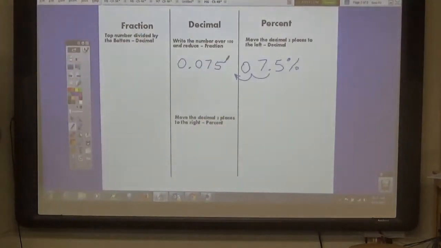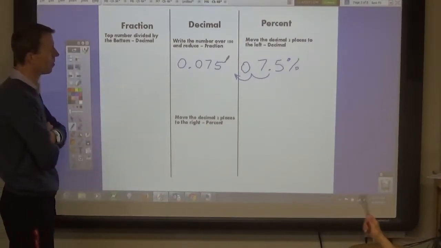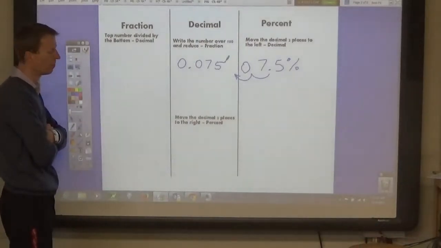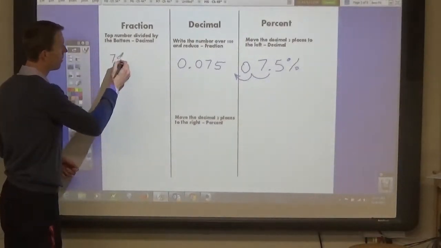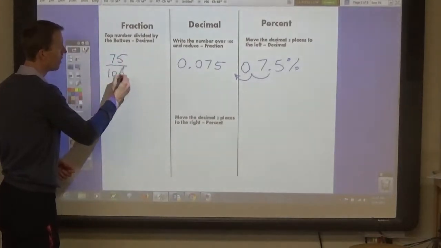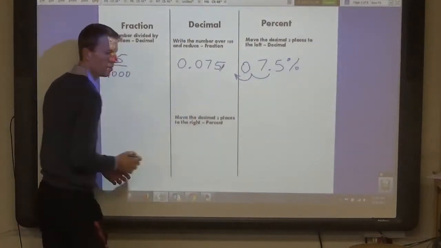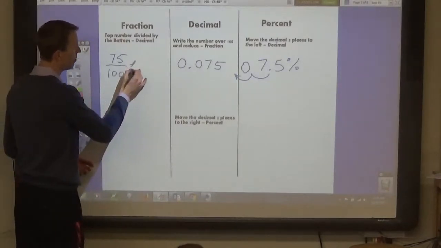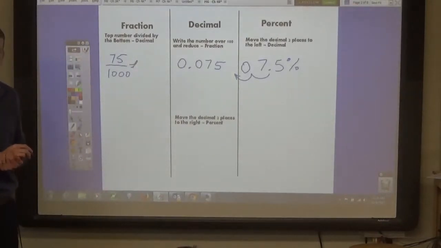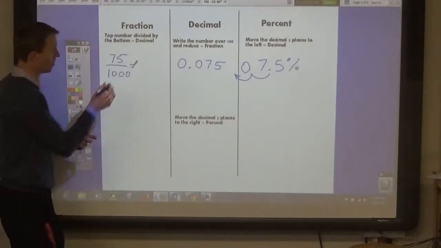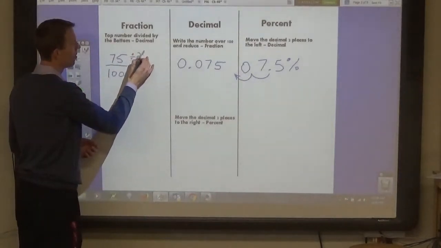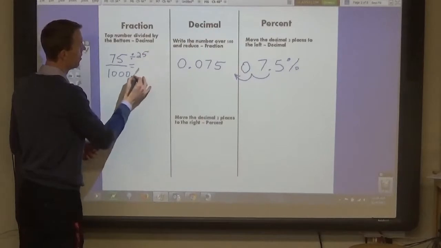Now, how would we put this into a fraction form? You do 75,000, and you'd write 75,000 because that's how you read this number. Yeah, and then you simplify. How? You could divide it by 25. Divide it by 25. That's the greatest common factor.